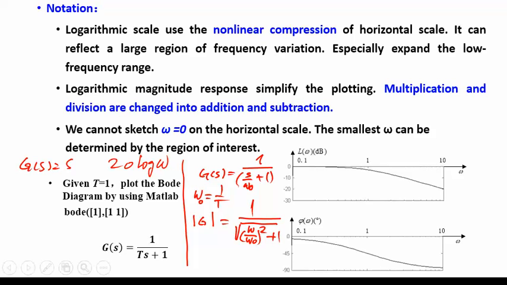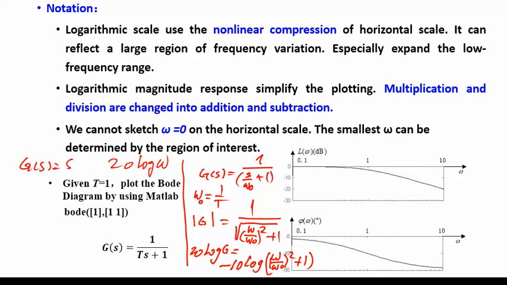Okay, and if I take 20 log G, what would it be? It is minus 10 log of (omega over omega 0) squared plus 1. Now, what happened to the square root? The square root is the power of one half, and half times 20 is 10, with the minus sign. So that's what we have. This is what we are plotting.